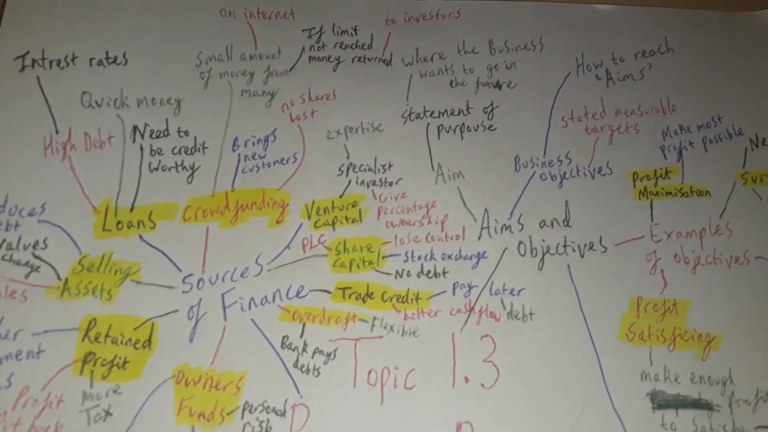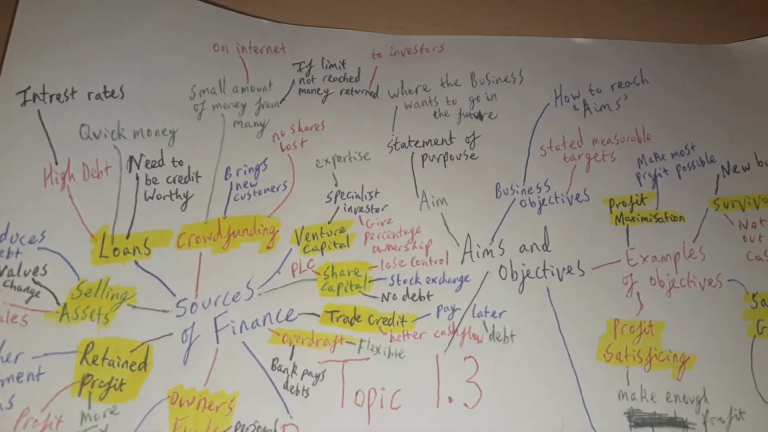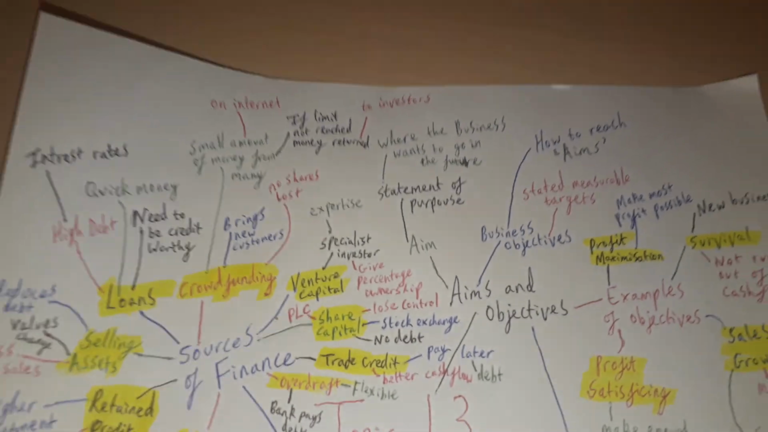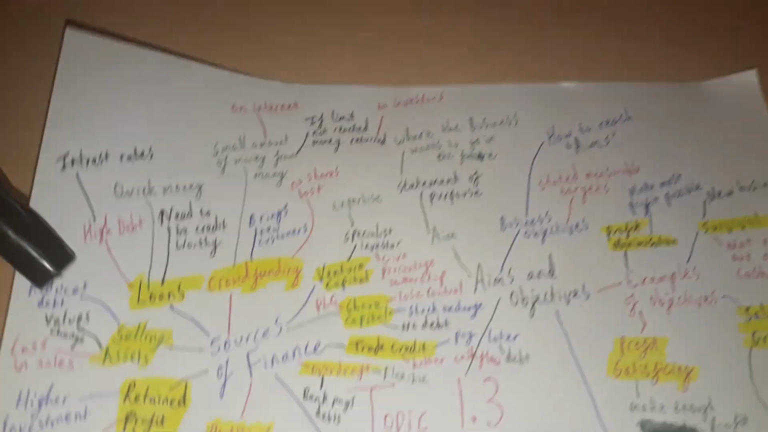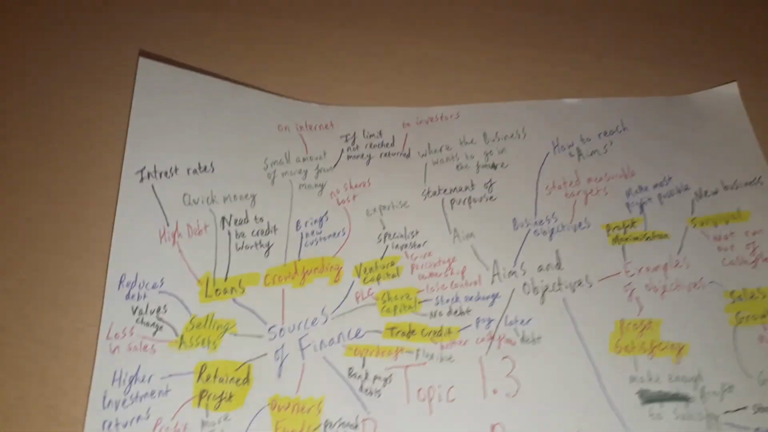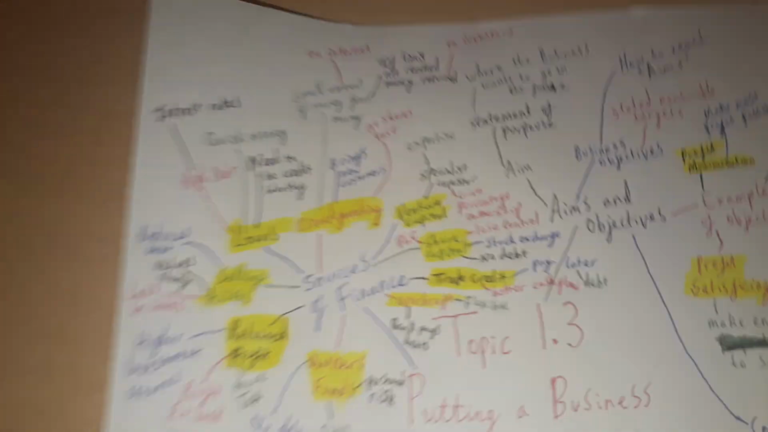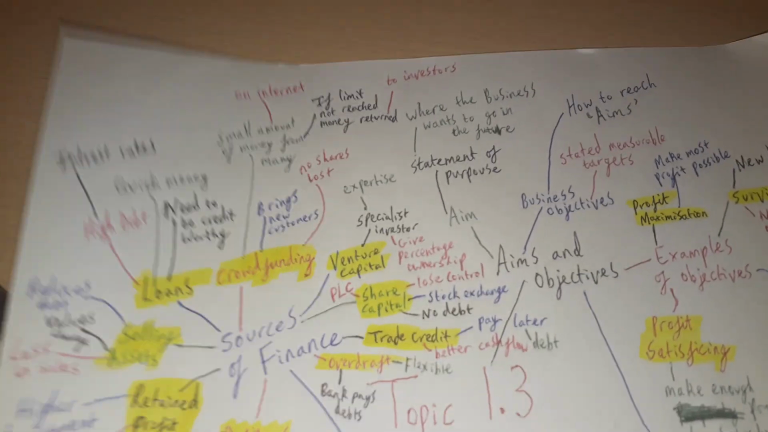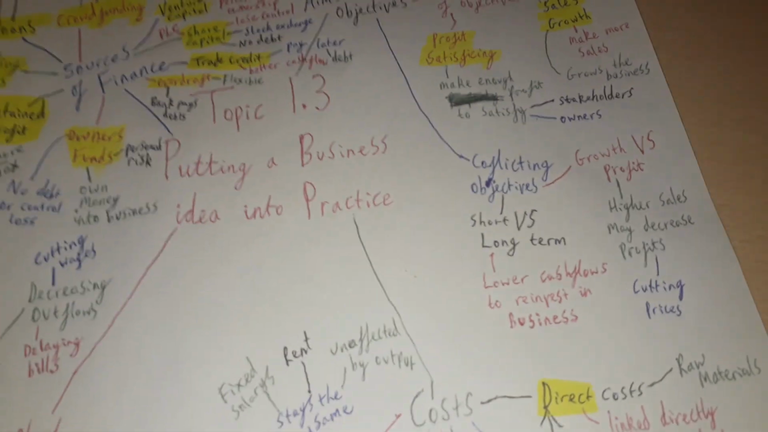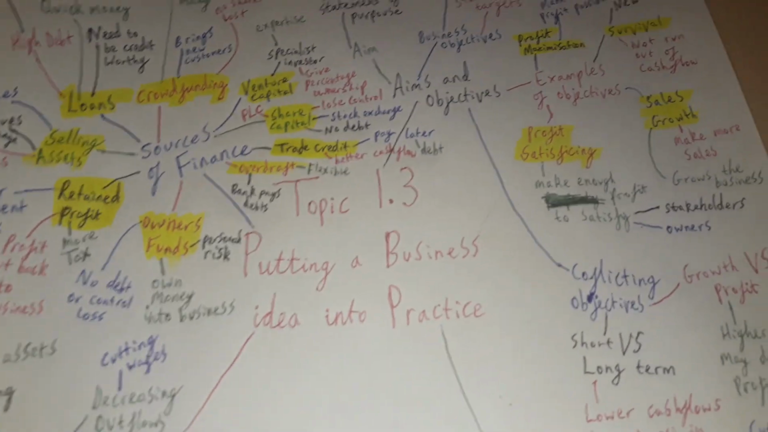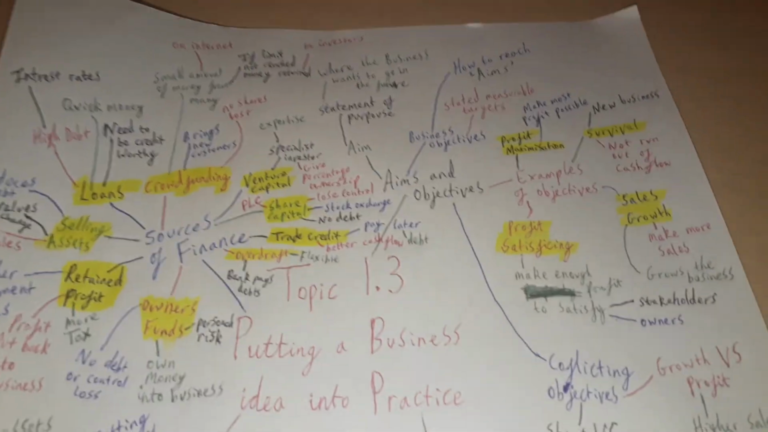However, it is really flexible and it can really help a lot of businesses in dangerous times where other things would have to happen, such as they'd have to sell their assets, they get things taken off of them and stuff like that. That could happen if overdrafts didn't exist. So overall, they're pretty good. However, there is risk as loans, which is pretty bad. And that was topic 1.3, putting a business idea into practice.